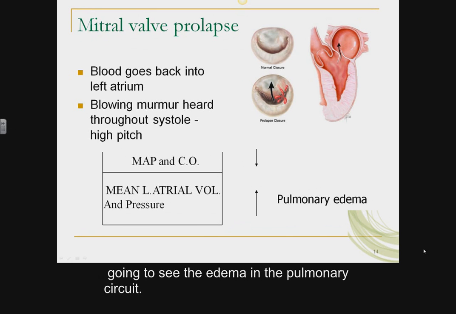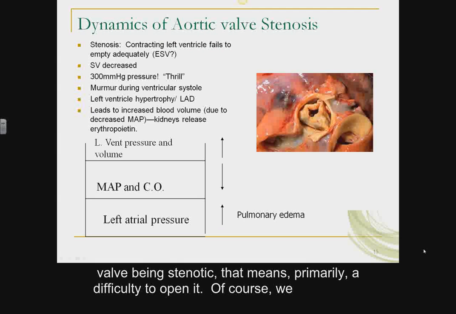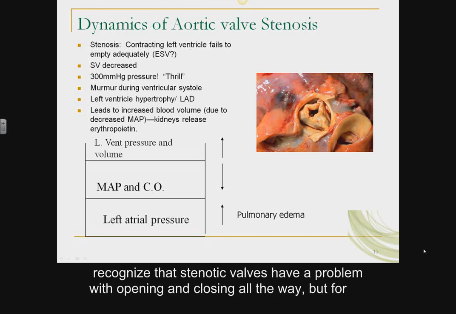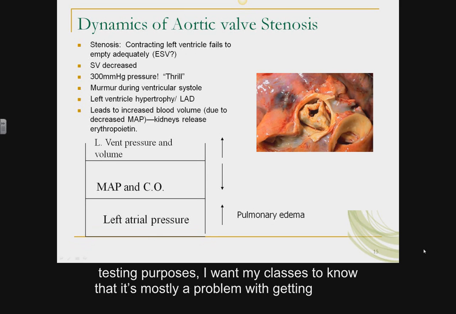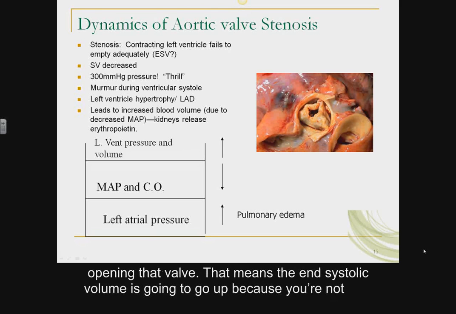What about the aortic valve? Let's begin with the aortic valve stenosis story. With the aortic valve being stenotic, that means primarily a difficulty to open it. Of course, we recognize that stenotic valves have a problem with both opening and closing all the way, but for testing purposes, I want my classes to know that it's mostly a problem with getting the valve to open. So this means that the left ventricle is going to have a problem opening that valve. That means the end systolic volume is going to go up because not as much blood or stroke volume is going out.